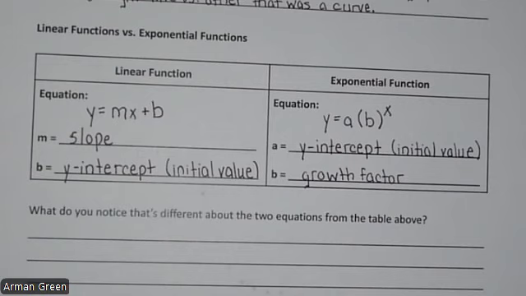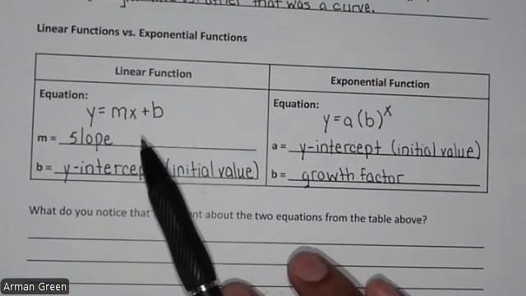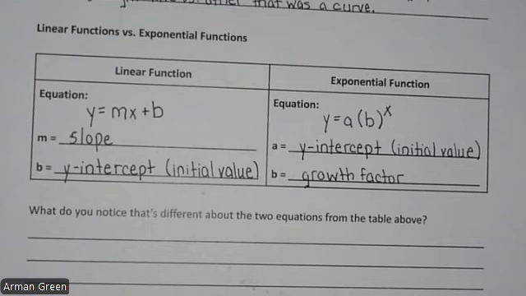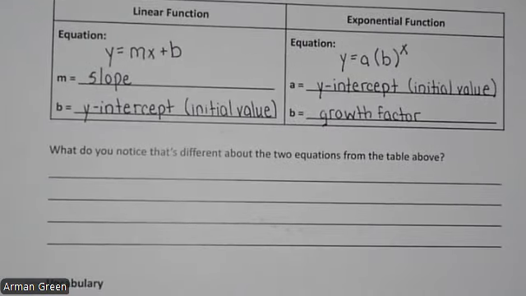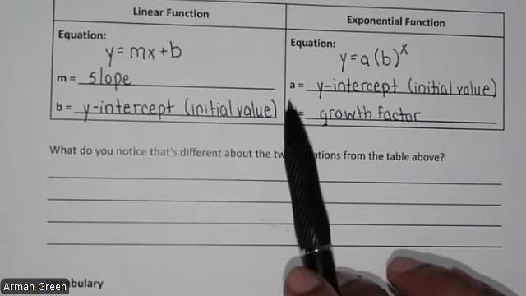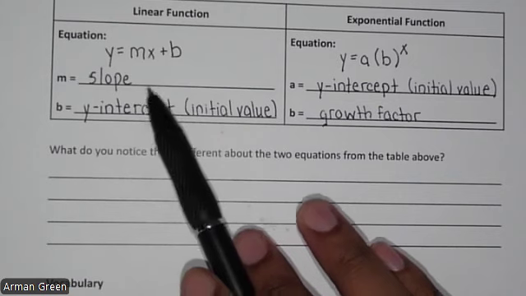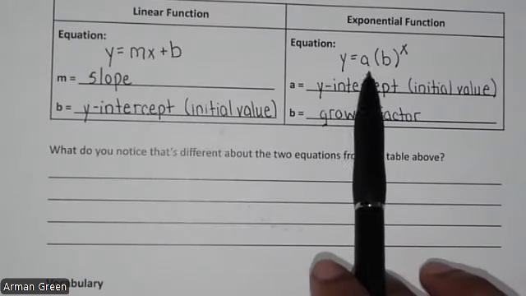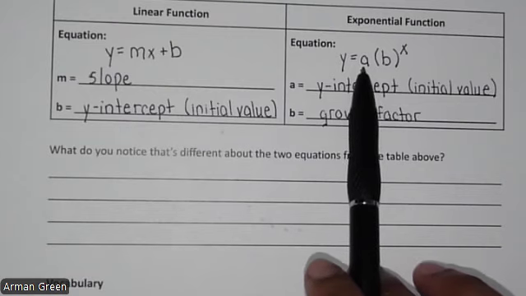Okay, so this is how we break down a linear function, and this is how we break down an exponential function. Looking at these two equations side by side, you might notice a couple of things. Yes, they both have a y-intercept. It's just that for linear functions that's your b, and for exponential functions, this number here, a, represents that for you.